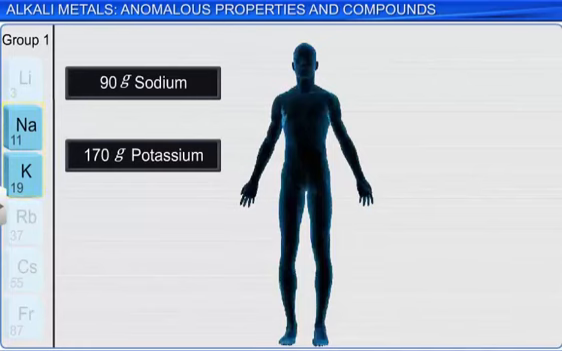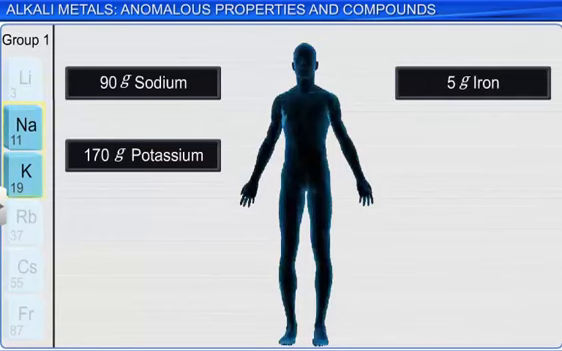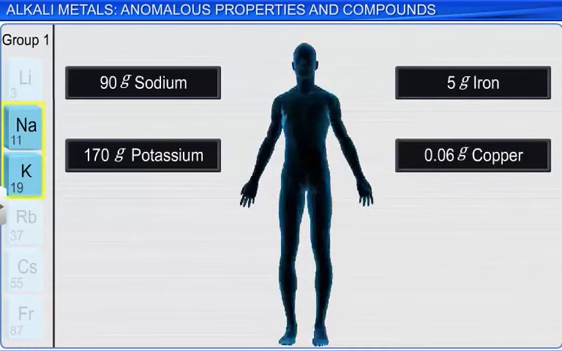Compare this with the other essential nutrients. Only about 5 grams of iron and 0.06 gram of copper. This reflects the important roles both sodium and potassium ion play in the human body.